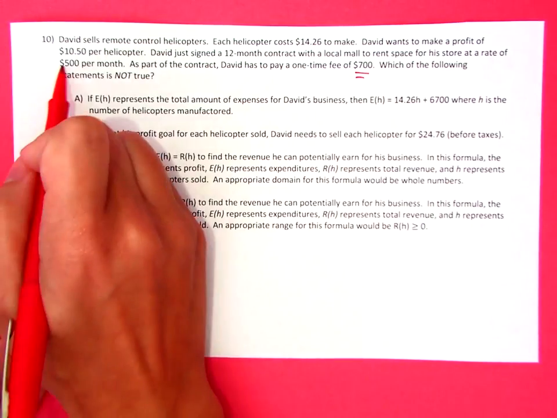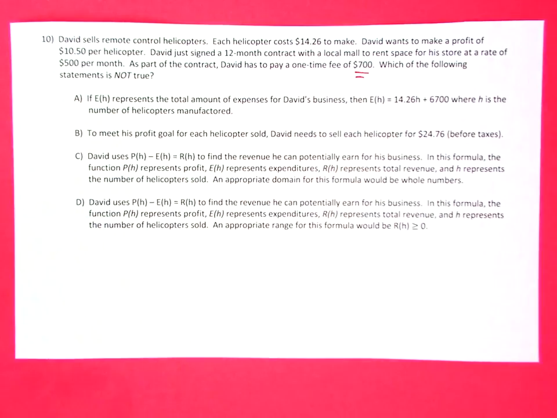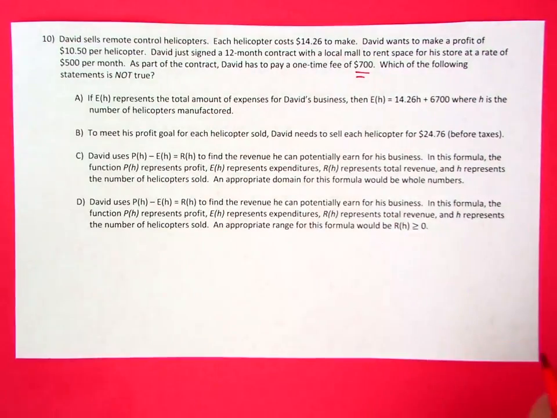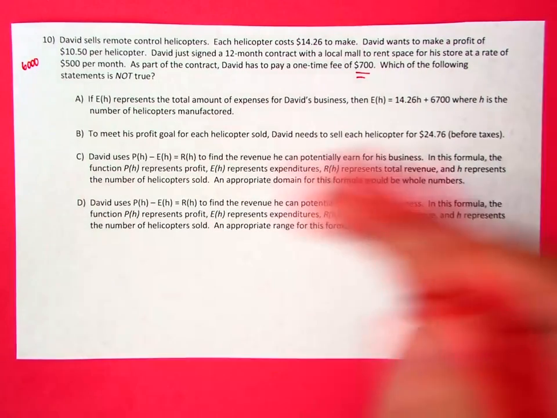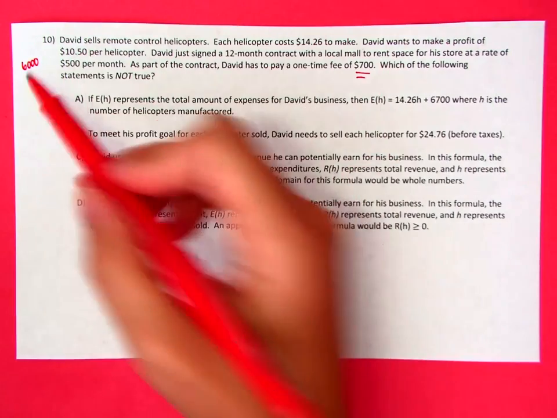Plus, we've got this $500 per month. Well, he signed the contract for 12 months. So essentially, he's going to be paying for this. And when you look at this, 12 times that $500 per month is going to give you $6,000. So for the entire rental process for that whole 12-month period, that 1 year, this is how much he pays in rent.